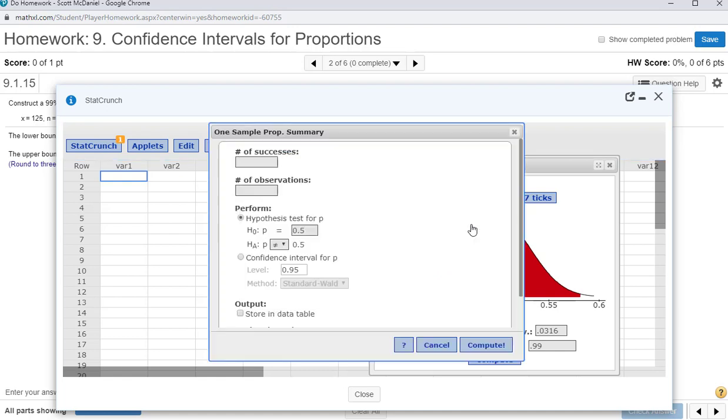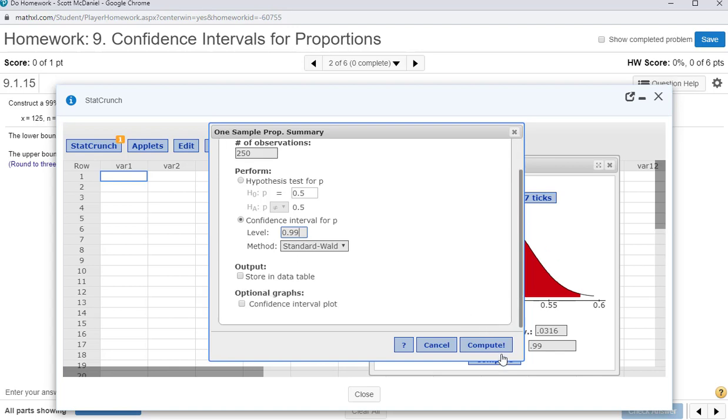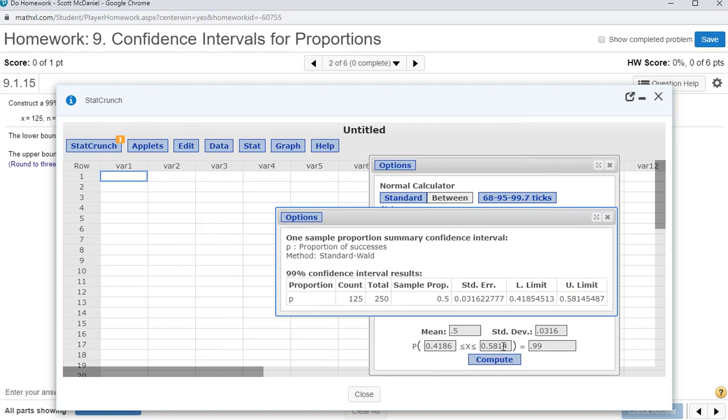For summary data, number of successes, we said was 125. That's our x. Number of observations was 250. Choose confidence interval and change that to 0.99. The method should default to the standard Wald method. Press compute. And we get exactly the same thing we obtained in the normal applet, on the calculator, and by hand.